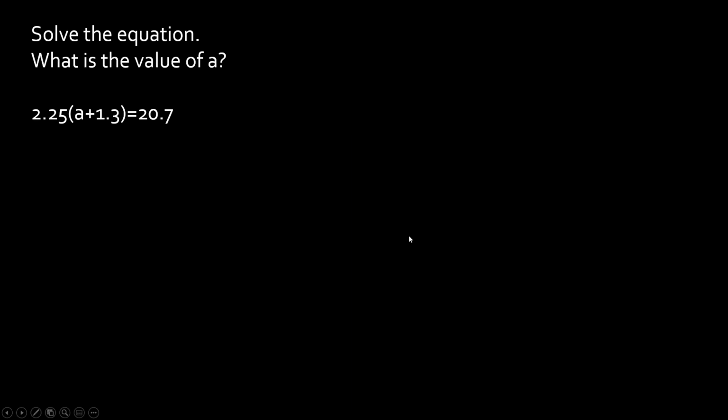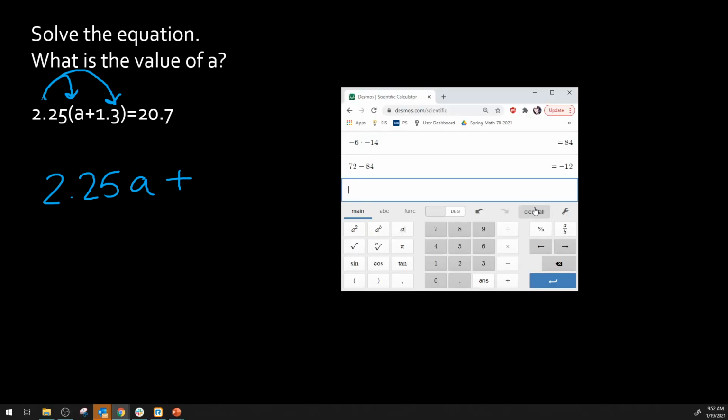All right, next it says solve the equation, what is the value of a? So here there's two different ways we can do it. I want to do the distribution first just because I prefer that method. If you want to do the other one, that is fine. You'll get the same answer both ways. So 2.25 times a, so 2.25a plus, and then I have this 2.25 and I'm multiplying that by 1.3. So 2.25 times 1.3, and that is going to give me 2.925.